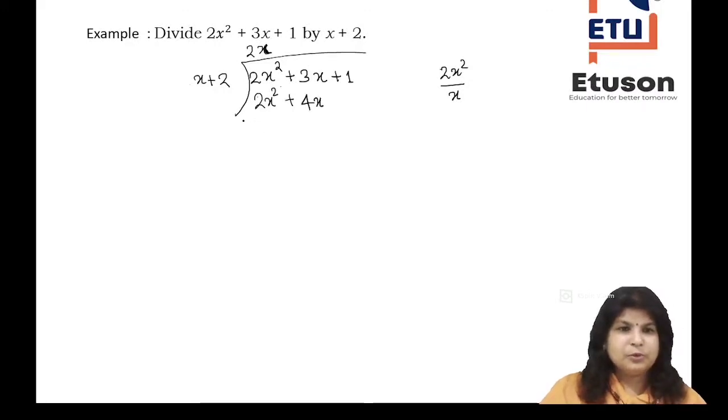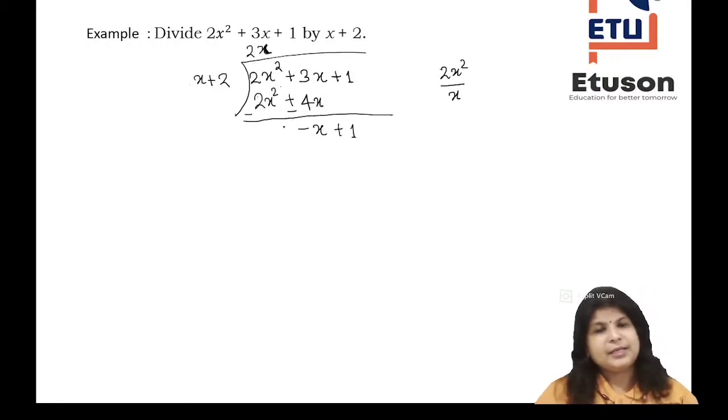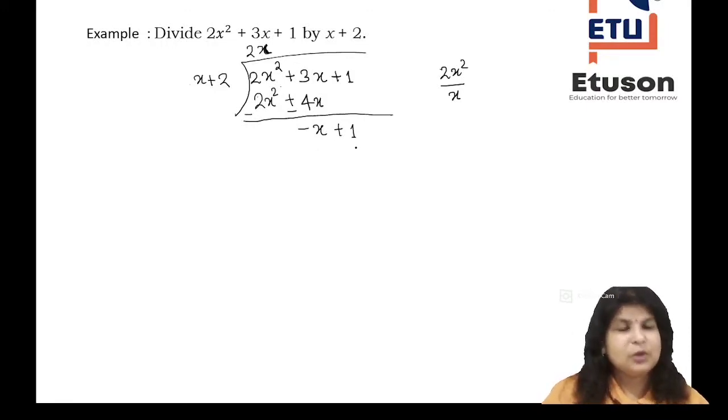Now, how do you do it in your division? The subtraction, so you will just subtract it here, then you will do the subtraction here, and you will get minus x plus 1. So is the degree of the remainder less than the degree of the divisor? Not yet, it is the same. So we can go further. So that is the third step, right?